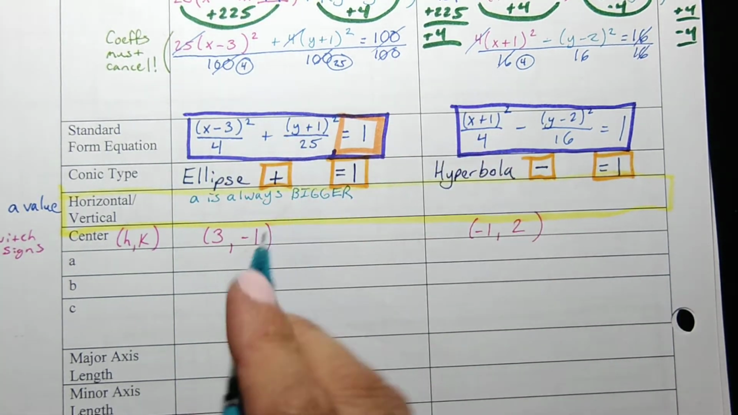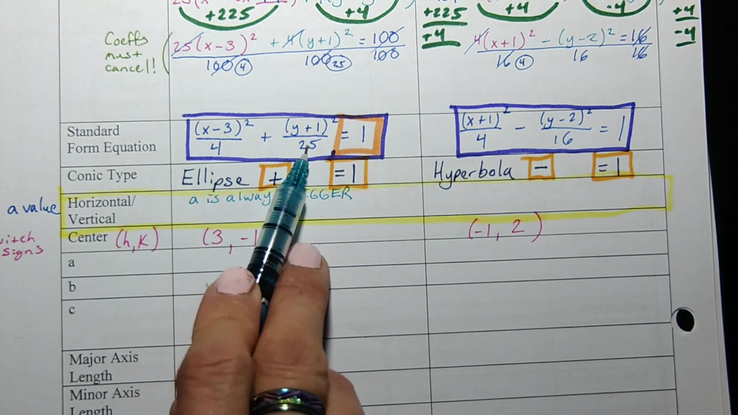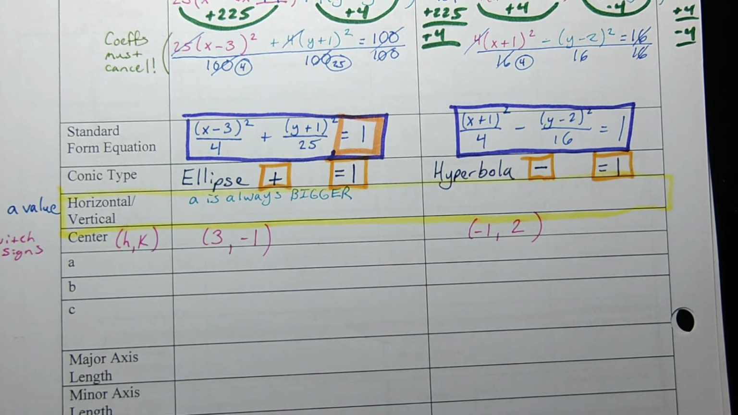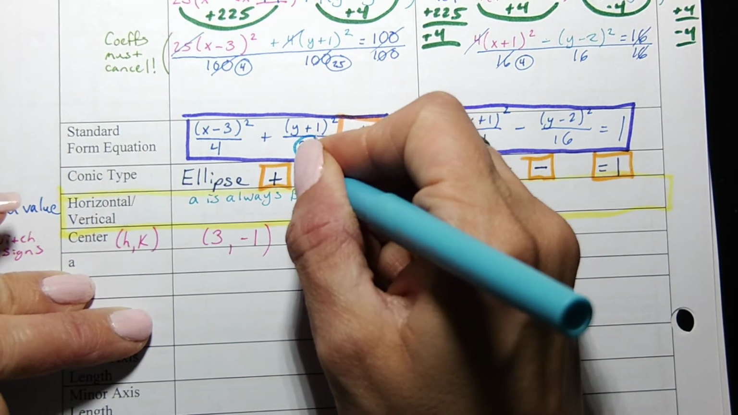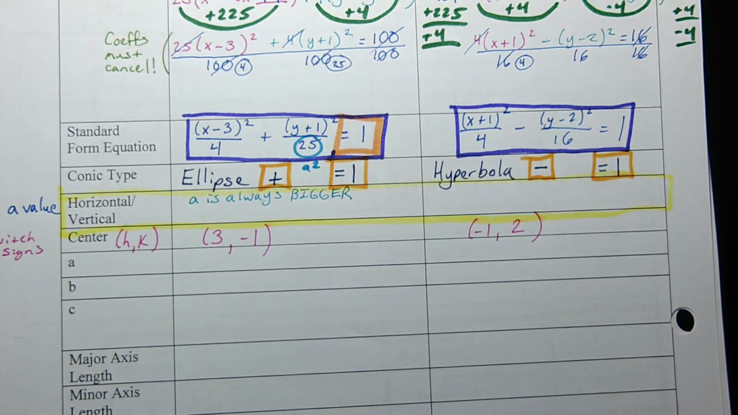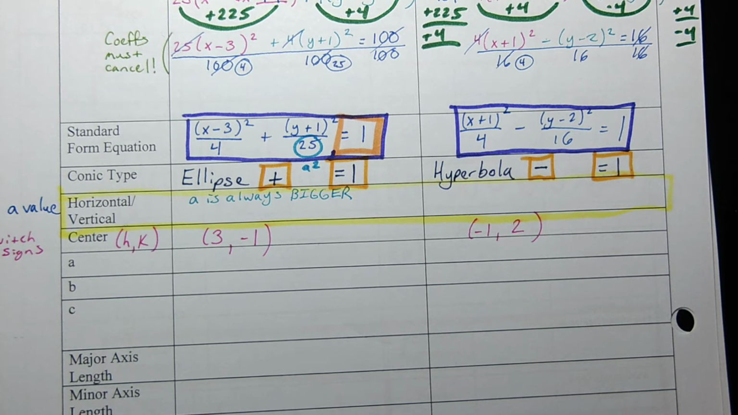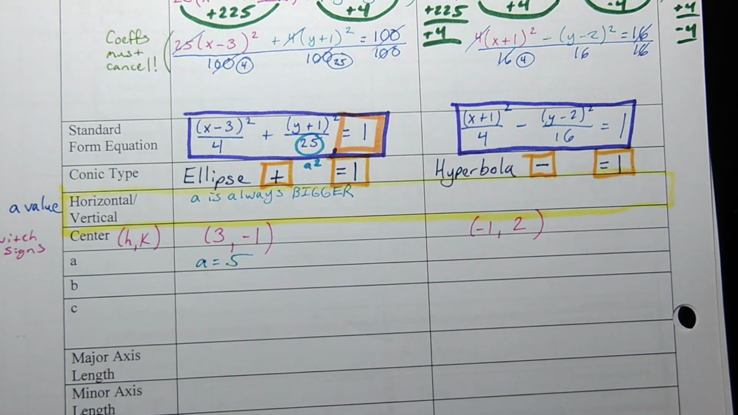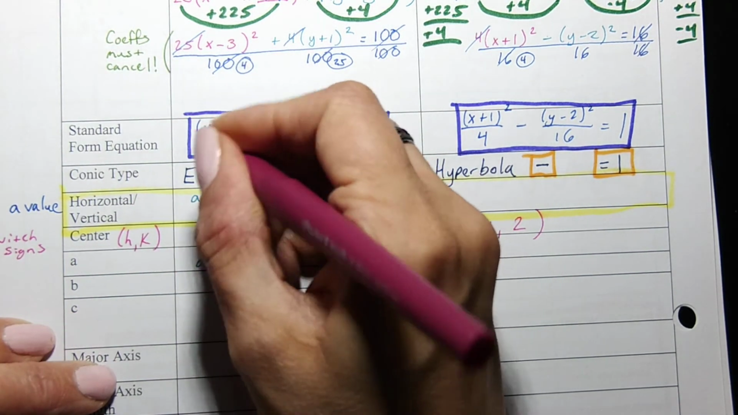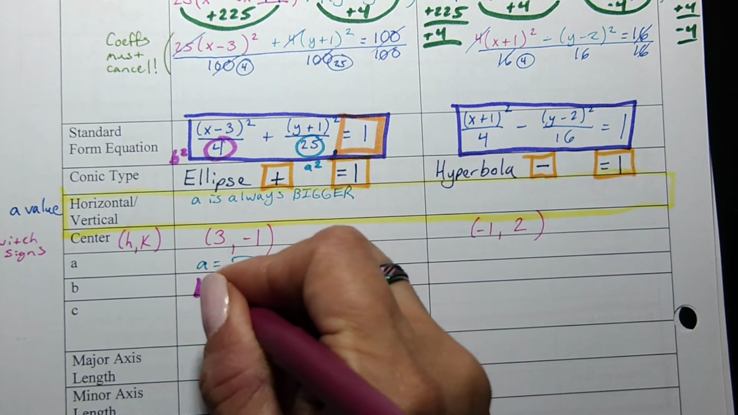So for this one, which of these corresponds to a squared, the 4 or the 25? The 25, because it is bigger. So 25 corresponds to a squared. So what is a equal to? 5. That means the 4 corresponds to b squared. So our b value is 2.